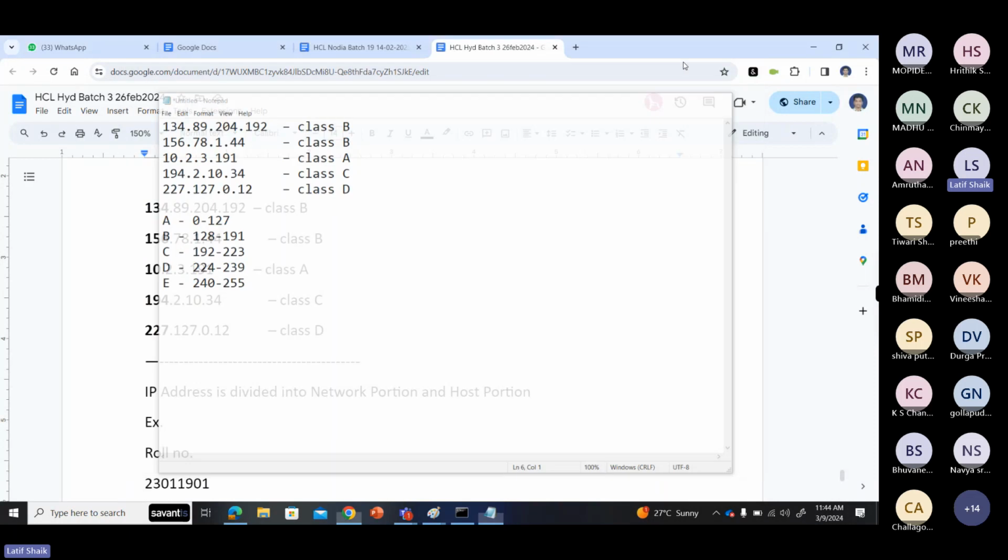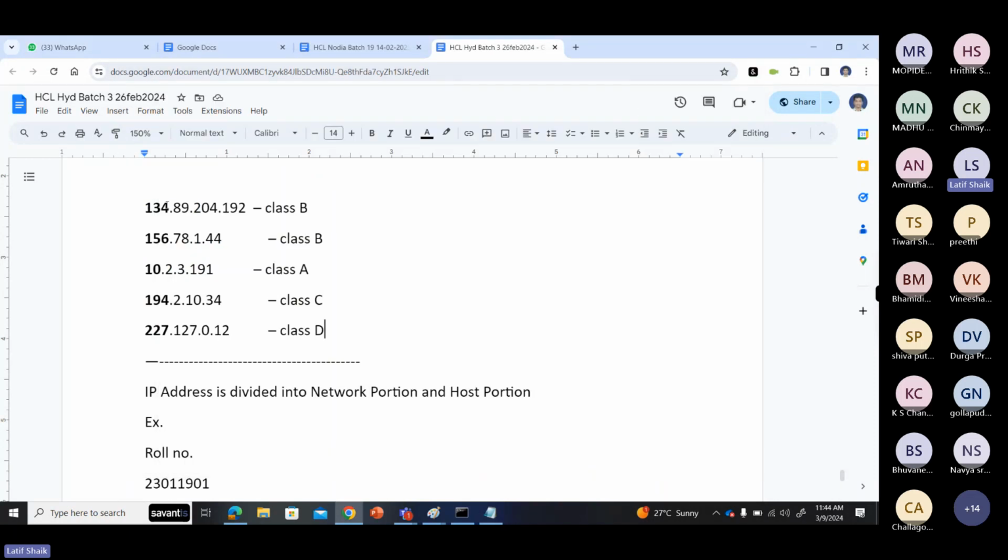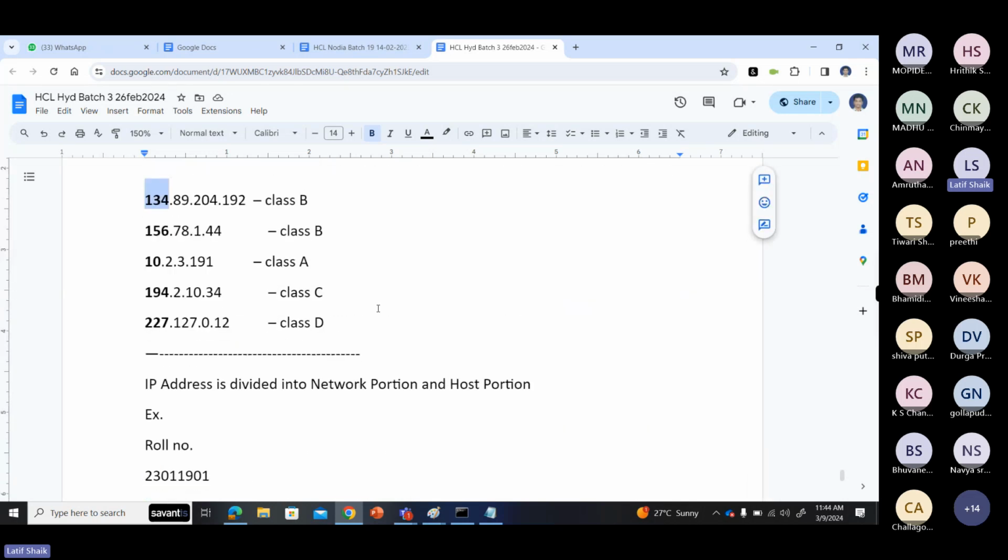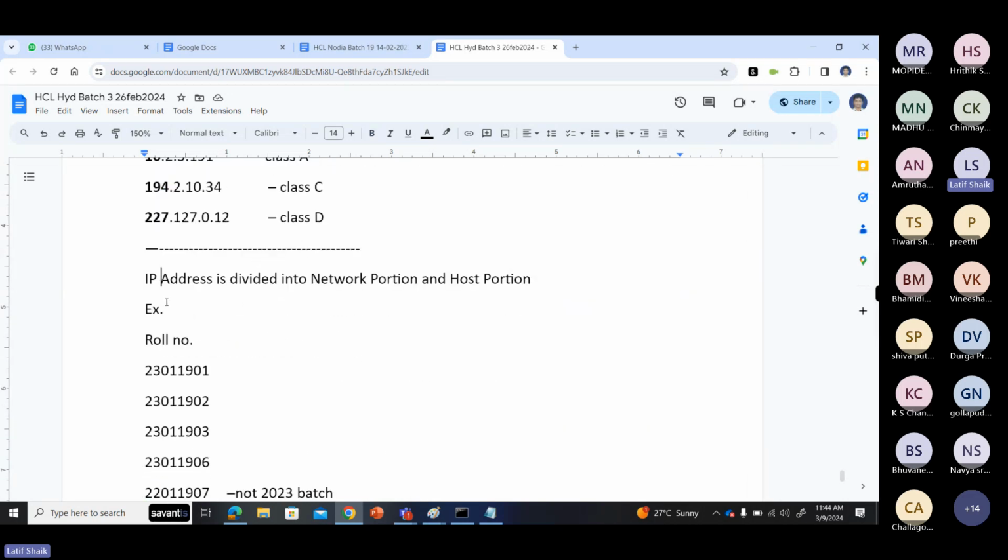So when you see an IP address, what do we have to look at? The first octet, and recognize which class it is based on the first octet. If you practice, it is a very easy thing.